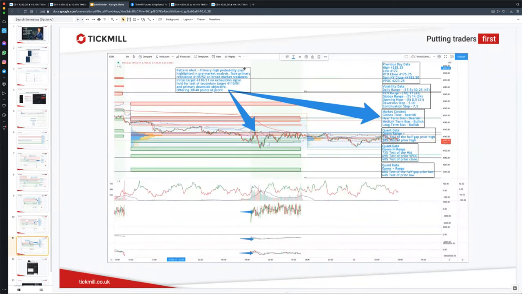The primary high probability play in this one was to fade resistance again on broad market weakness. The initial target was down at 41.30 to 41.21. We didn't get an exhaustion signal there, so we hold the trade open to trade down into the next support zone. And that trade actually offered between 30 or 40 pips, depending upon where you took your profit.